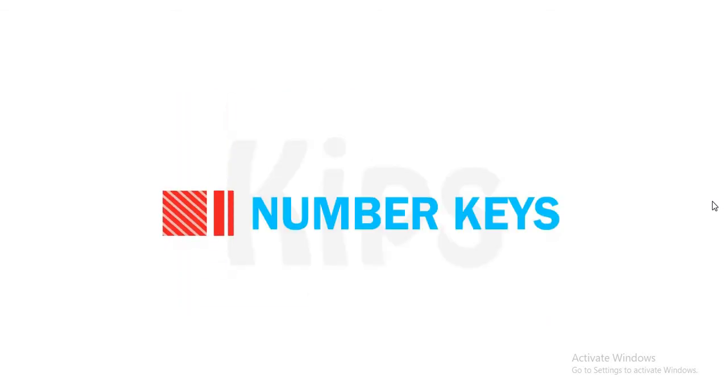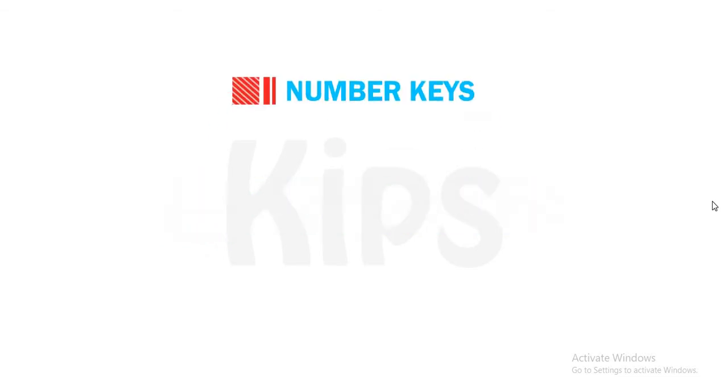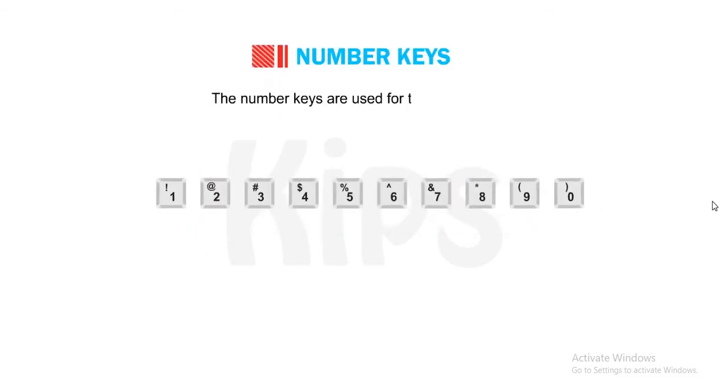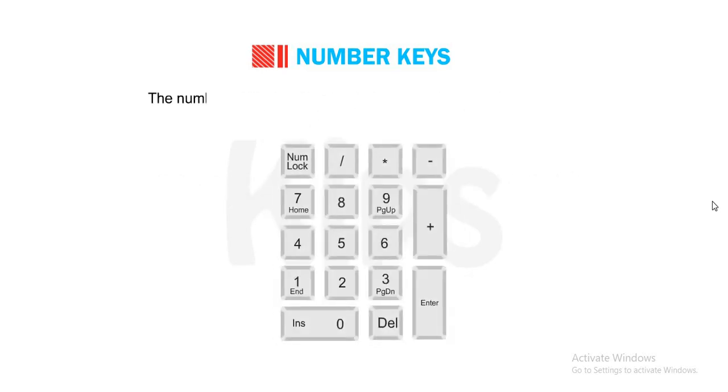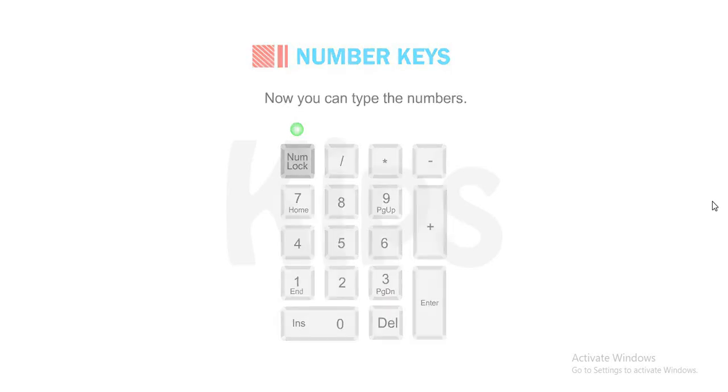Now let me tell you about the number keys. The number keys are used for typing numbers. They are present above the top row of the alphabet keys. The number keys are also present on the right side of the keyboard. They are collectively called the numeric keypad. To use this keypad, press the number lock key once. The number lock indicator light will turn on. Now you can type the numbers.